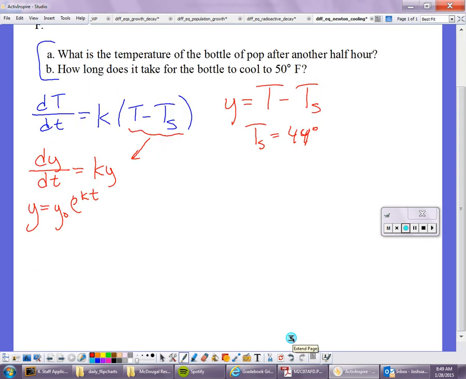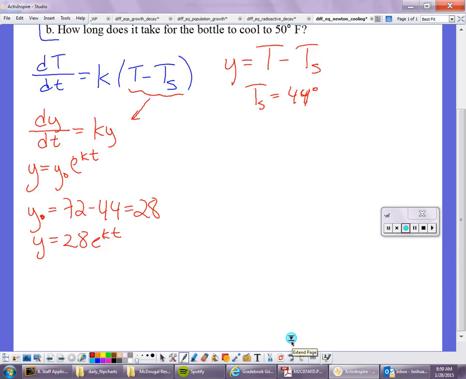So if I want to make this model here, I know that y0, the initial difference in temperature, is 72 minus 44, because the initial temperature is 72, and it's 44 degrees in the refrigerator. And when I do that I get 28. So I know y equals 28 e to the kt.